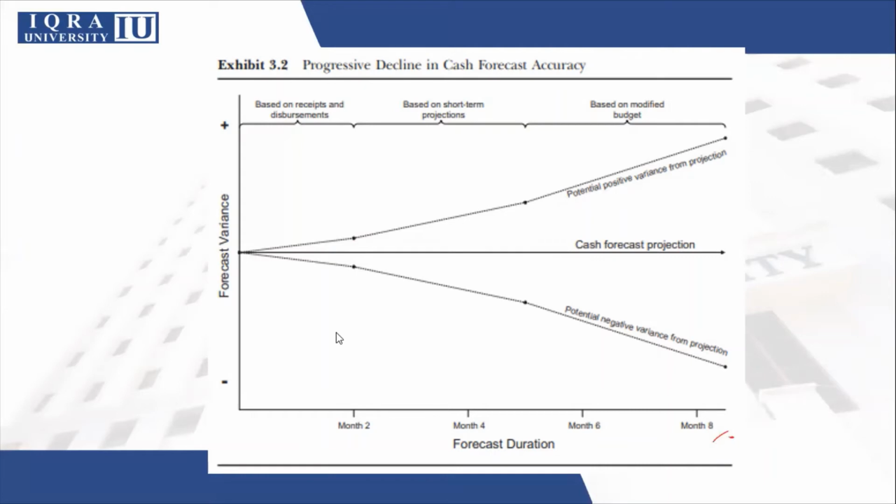So for this, there are three ways of projecting your cash balances so much further in time. One is to use the receipts and disbursement method, which is the one that we just used. The other one is to use short-term projections, and the third way is to use the modified budget. So whatever is the master budget of the whole company, you're going to follow that. Whatever are the future capital budgeting plans, inventory plans. But the thing to note over here is that the treasurer needs to keep in mind that the further into the future a forecast goes, the less accurate it is going to be.